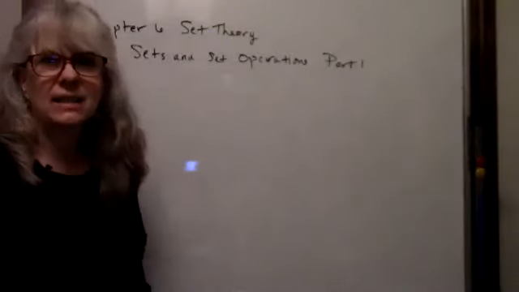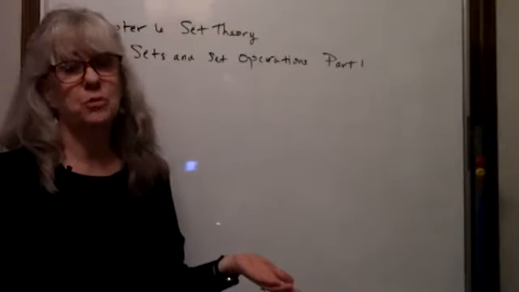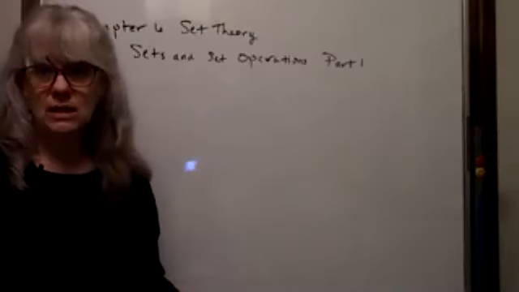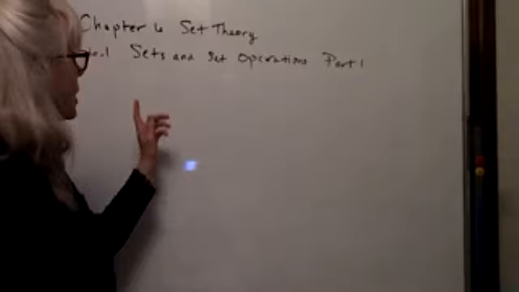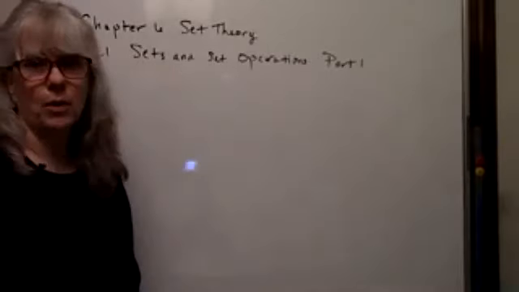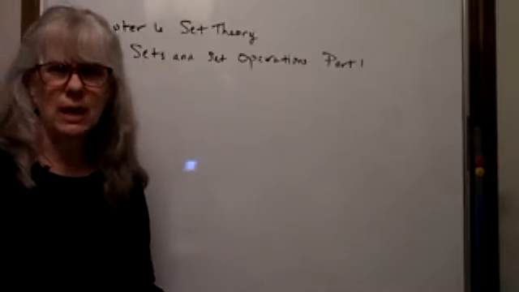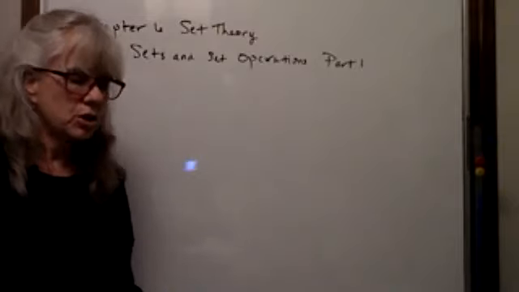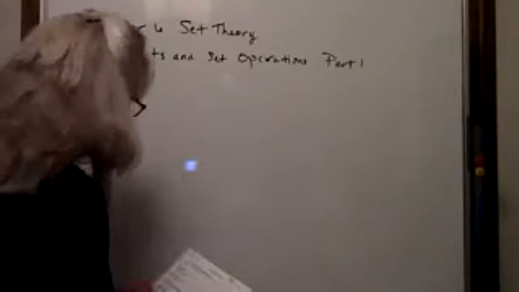Chapter 6 leads us into our discussion of probability in Chapter 7. So Chapter 6 is all about set theory, and Section 6.1 Part 1 starts off talking about sets and set operations. What we really need to do is to be able to communicate, and to do that, we're going to have to talk about a lot of vocabulary, some terminology, notation, those kinds of things.